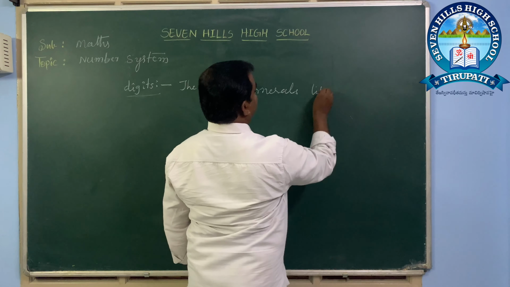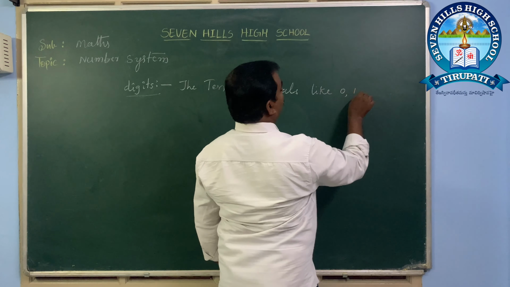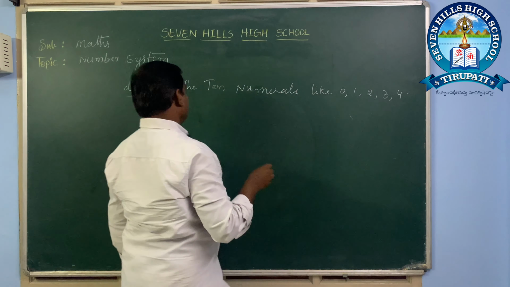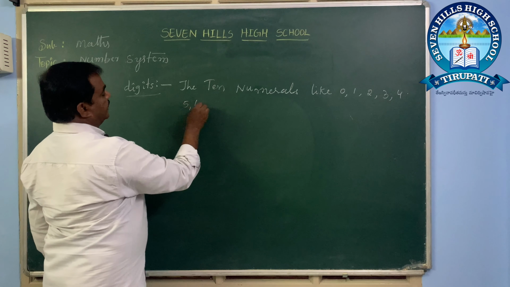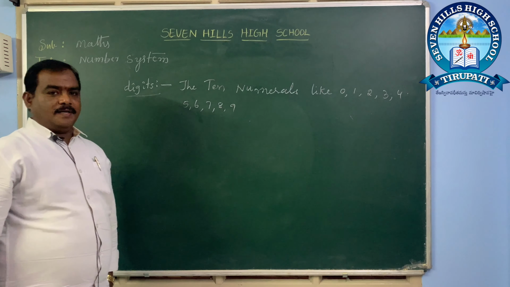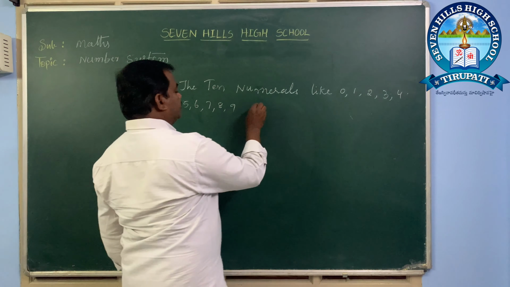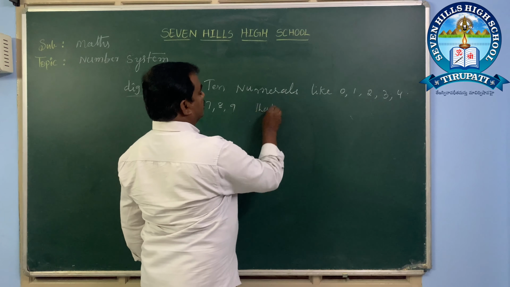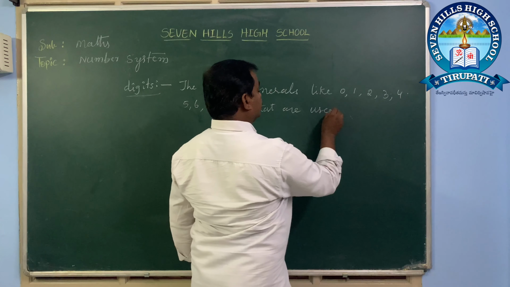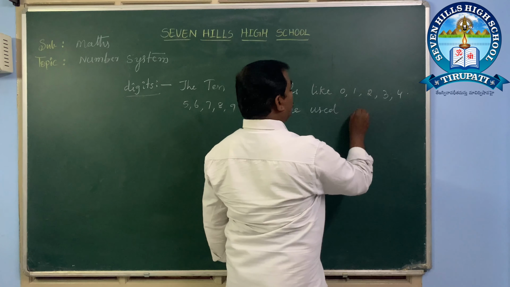like 0, 1, 2, 3, 4, 5, 6, 7, 8 and 9 are the digits that are used in writing numbers.